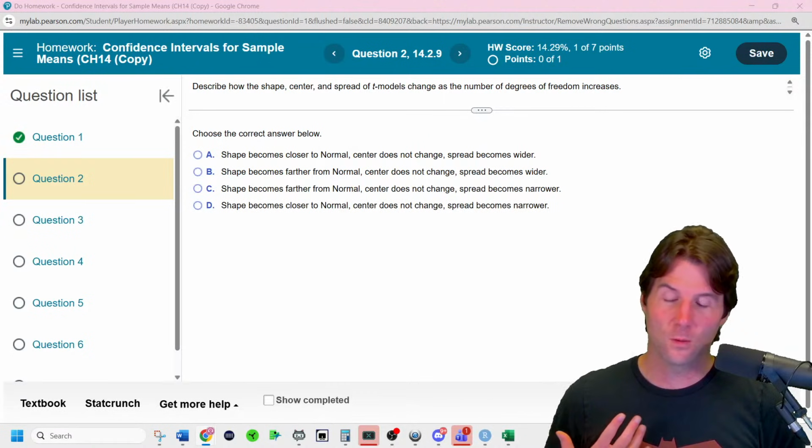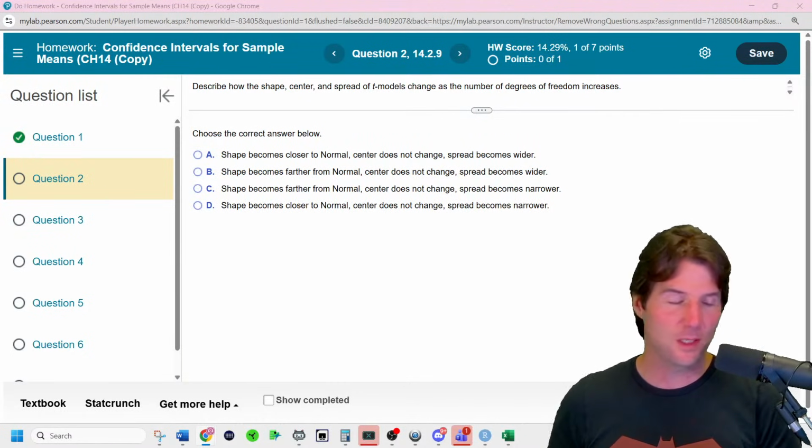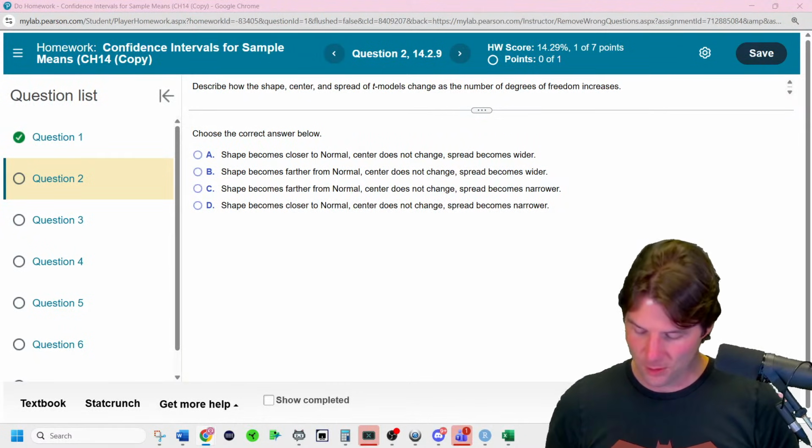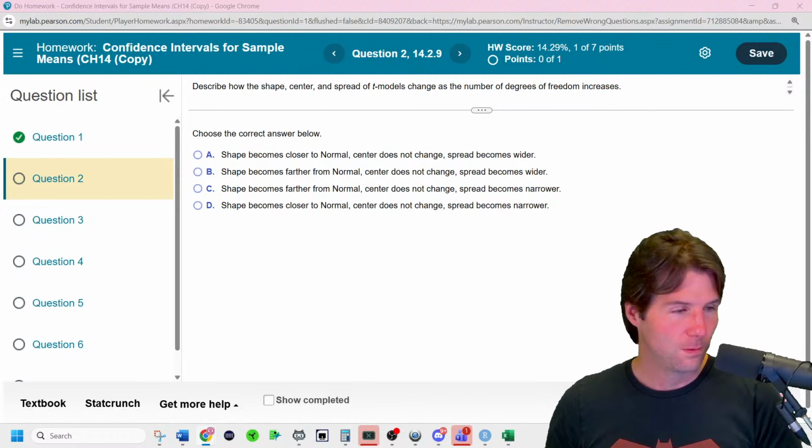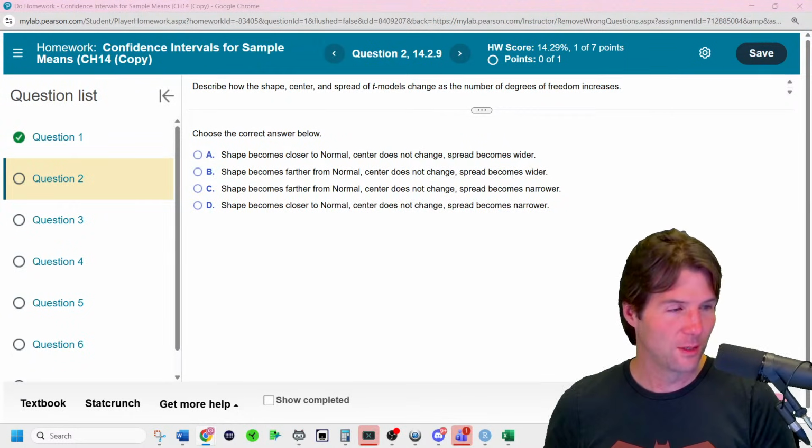What happens to the T as it gets more degrees of freedom is A, B, C, D. As the T gets more degrees of freedom, what happens to it? Nice job, John.